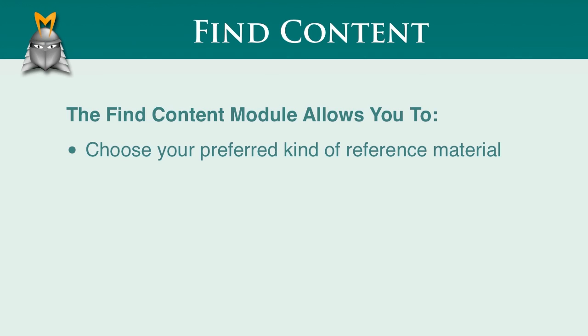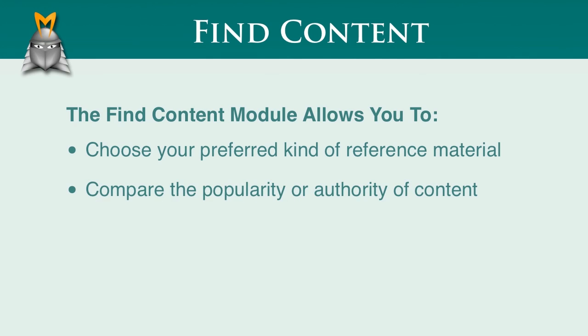However, the second feature of Market Samurai's Find Content module is that it enables you to compare and contrast the relative popularity or authority of specific pieces of content that you find. Let's think about it for a moment. With Market Samurai, not only can you say, I want blog posts relevant to my keyword, but when presented with a number of them, you can find the gold, so to speak, or the most authoritative, the most popular blog posts from the list that you get.